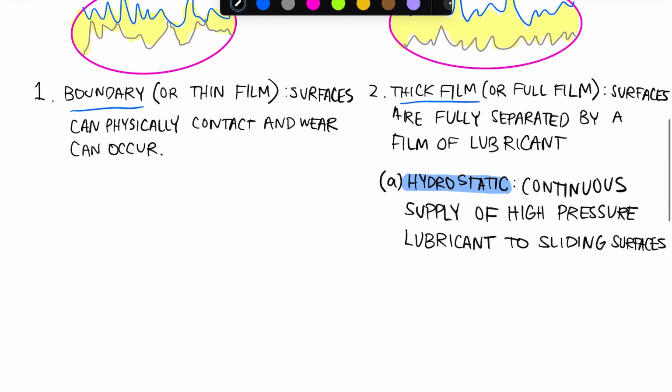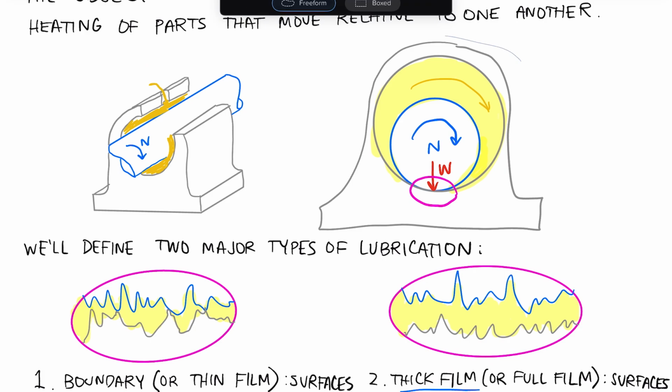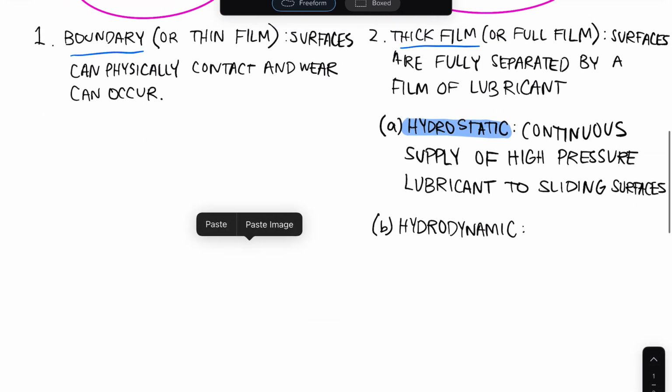All right, next let's talk about hydrodynamic lubrication. Hydrodynamic lubrication occurs when we have a sufficient supply of lubricant to allow relative motion of sliding surfaces to pump the lubricant within the gap. So if I take this drawing, let's just talk about what this looks like.